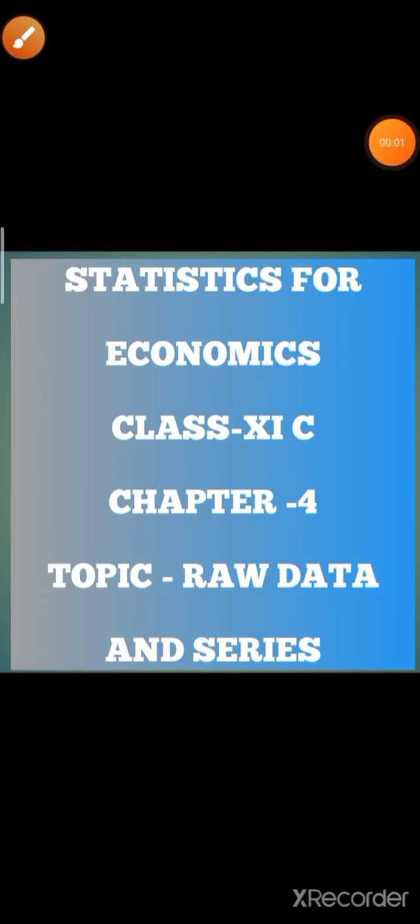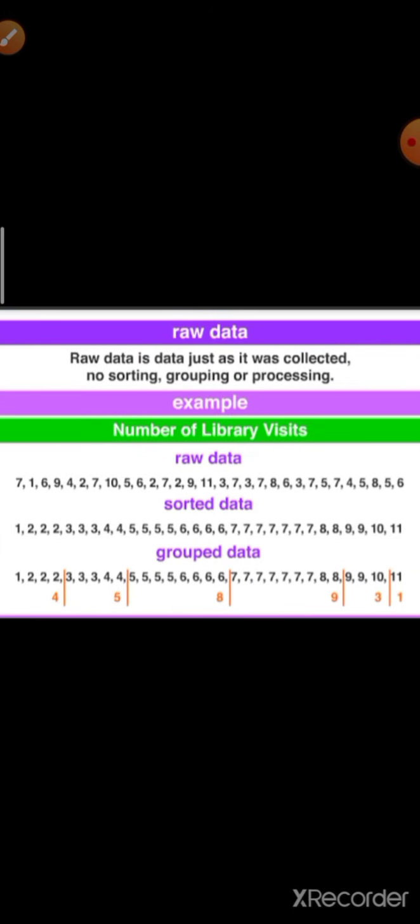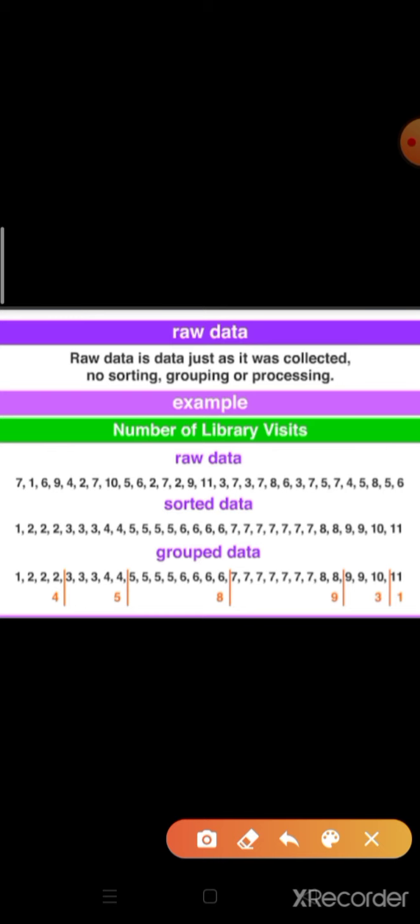Today we will discuss raw data and series and various types of series or various types of data. Today we will discuss the meaning of raw data. Raw data is just as it was collected, no sorting, grouping or processing.